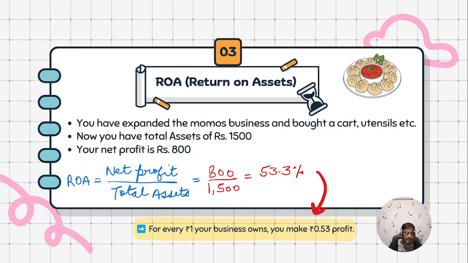Now let's understand with the same example that we had, which is the momos business. We have expanded our momos business and bought a cart. We also bought some utensils, etc. Now we have invested in a total asset of 1500 rupees, and our net profit is 800 rupees. If I wanted to understand my return on asset, it is the net profit I have earned divided by the total asset. Here in this case it would be 53.3%. That means for every 1 rupee of asset invested, I am earning 0.53 profit on it. Simple.